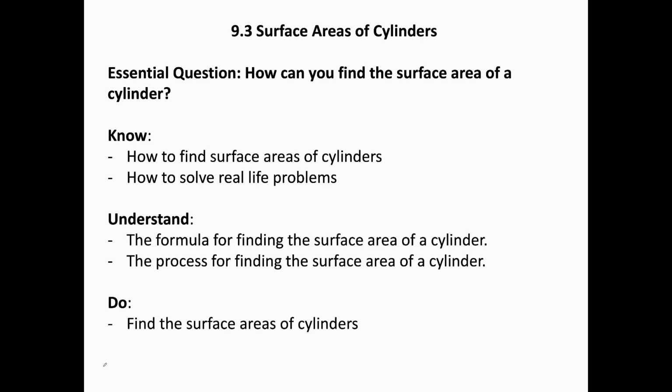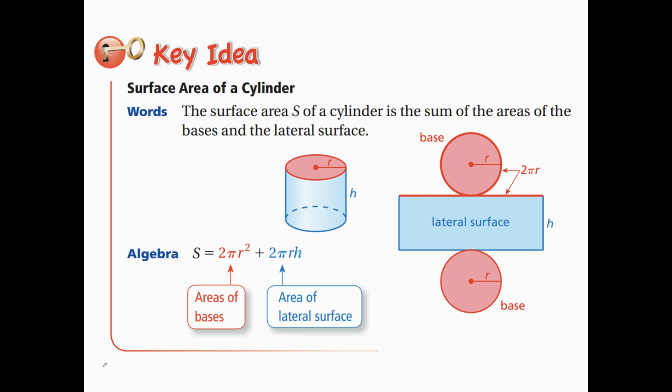How do we find the surface area of cylinders? Well, there's a formula that we're getting ready to learn, and you'll use that formula to find the surface area of cylinders. So here we are, the surface area of a cylinder, and we use capital S to represent surface area, is the sum of the areas of the bases. Where have we seen that before? Plus the area of the lateral surface.